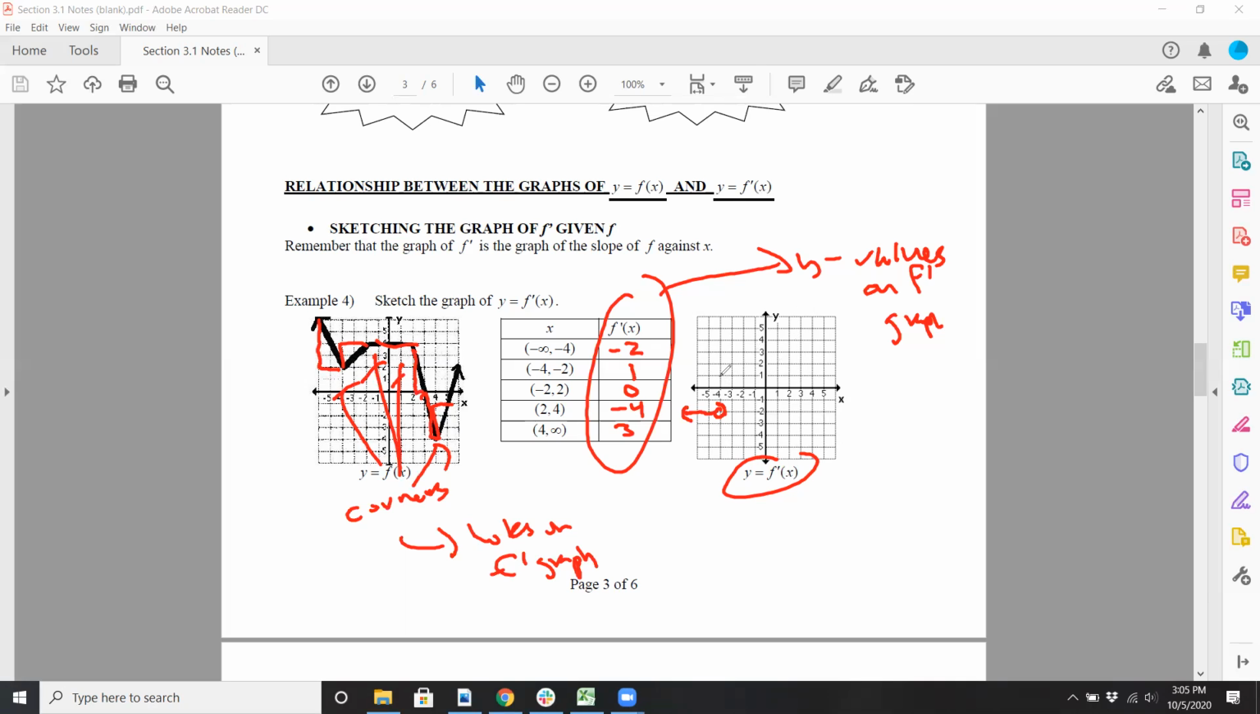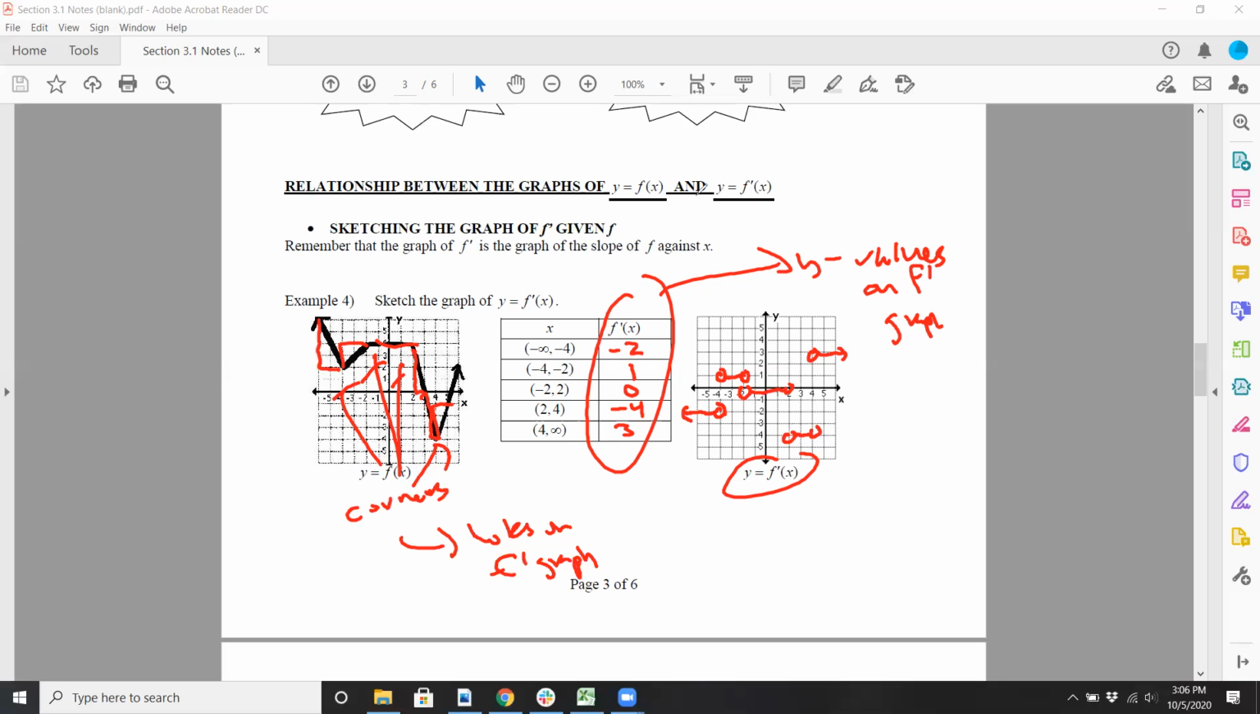And then obviously I'm going to graph y equals 1 from negative 4 to negative 2 for x. That should be open. Then 0 from negative 2 to 2. Negative 4 from 2 to 4. And then positive 3, and then forever. So that's how you graph f prime when you're given the graph of f. Let's look at another one on the next page.